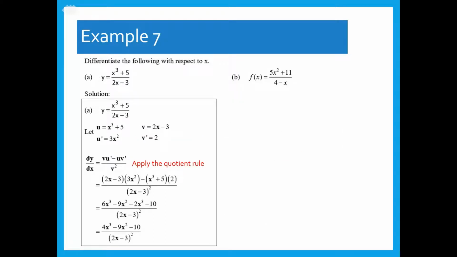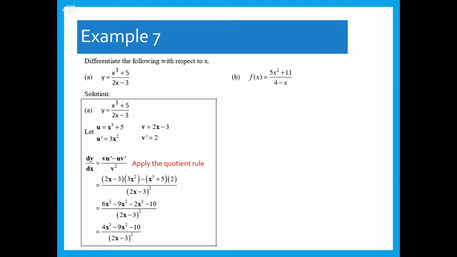Proceed with example 7. To differentiate the function, you need to apply quotient rule. For a, by taking the above function as u and the below function as v, differentiate both u and v with respect to x, you will get 3x squared and 2 respectively. Substitute into the formula of vu prime minus uv prime over v squared and simplify, you should get the following answer.